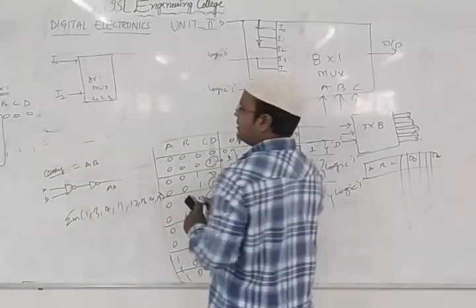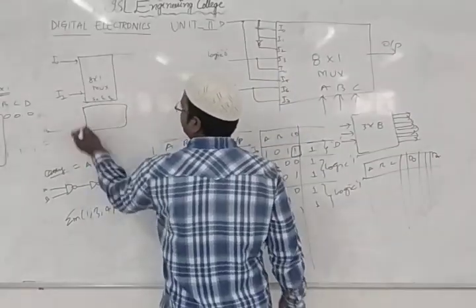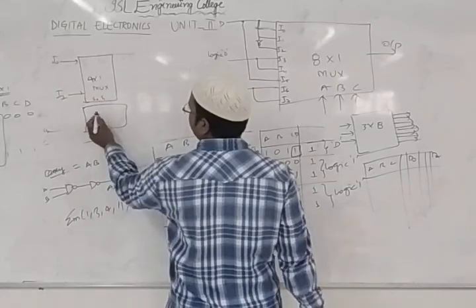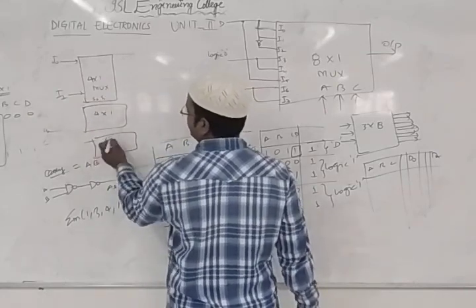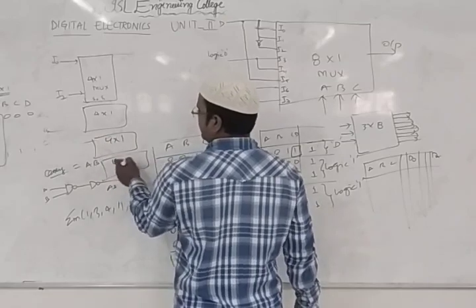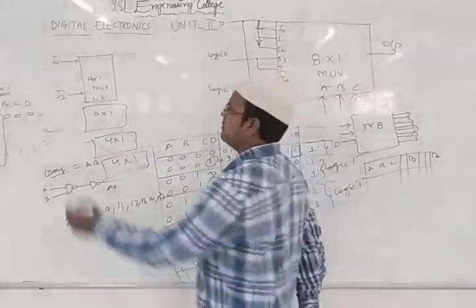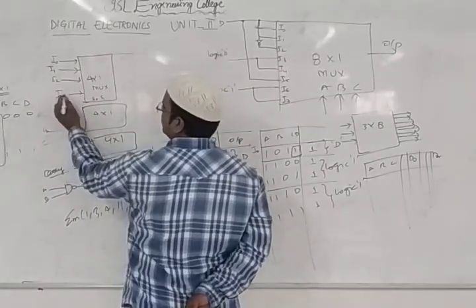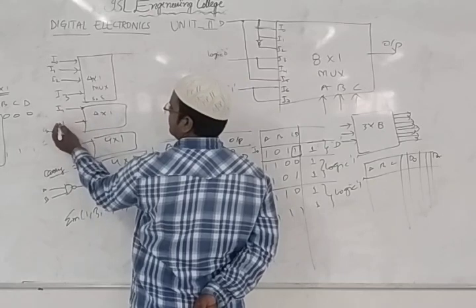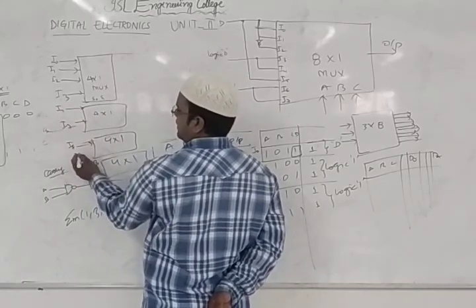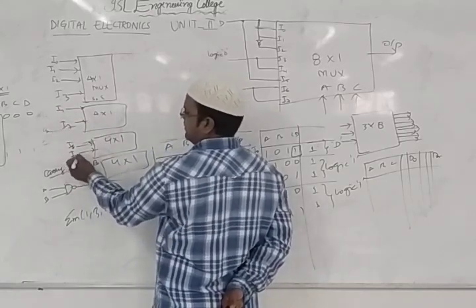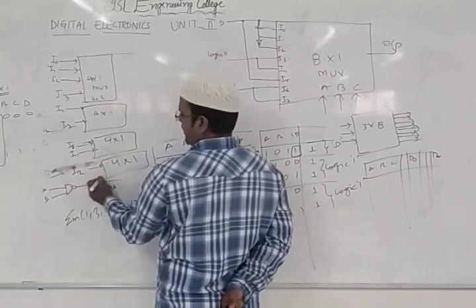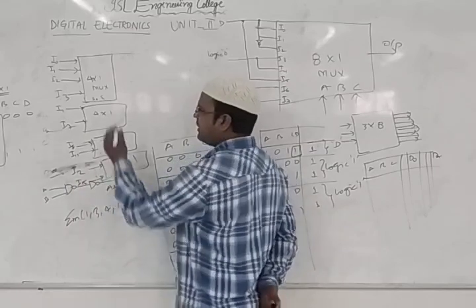So the first 4:1 is there. I'll take 4 blocks. This is my 4:1 having 2 select inputs. Again I take one more 4:1 multiplexer, and again one more 4:1 multiplexer. In the starting stage, I give 4 inputs: I0, I1, I2, and I3. For the next, I4 to I7. For the next, I8, I9, I10, I11. Then for the next, I12 to I15. This is the way I'll get 4 outputs.